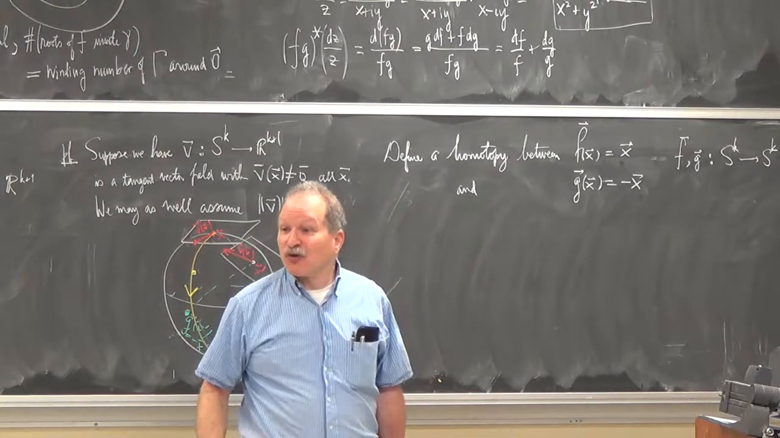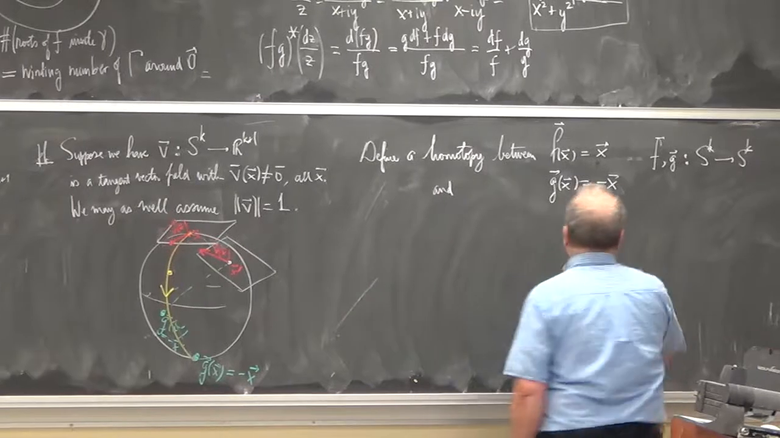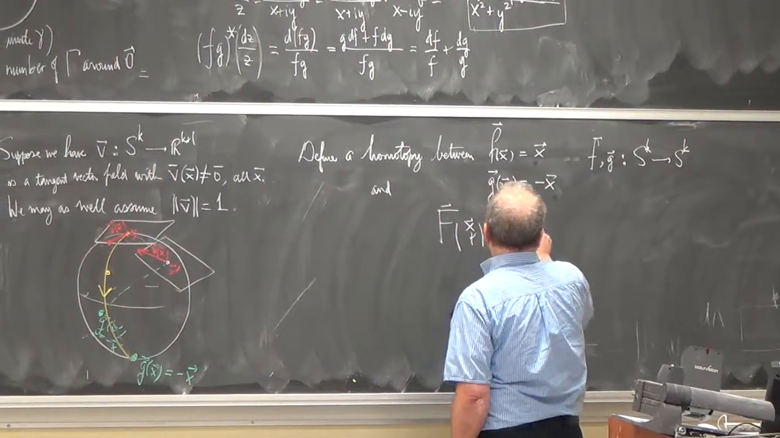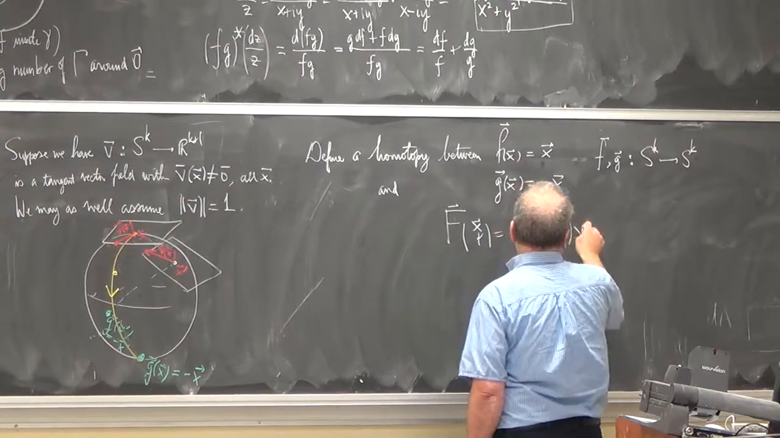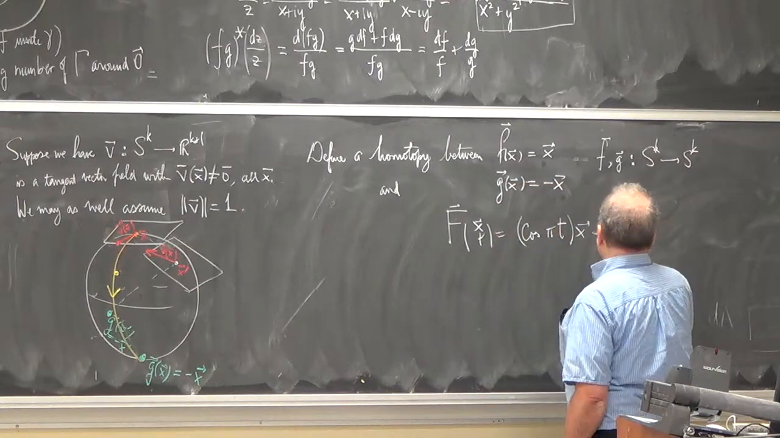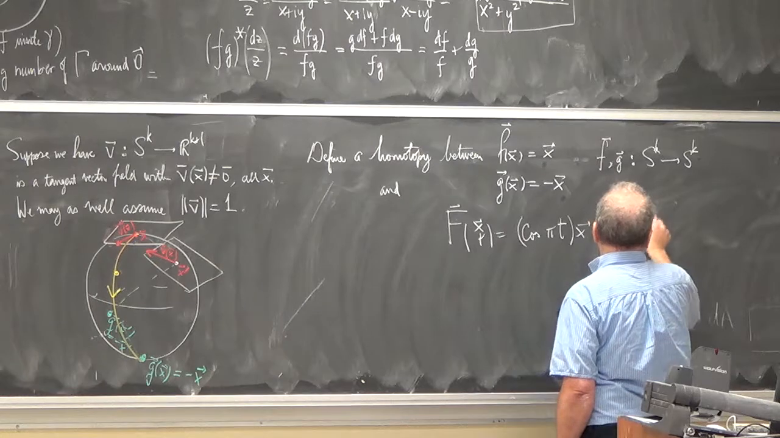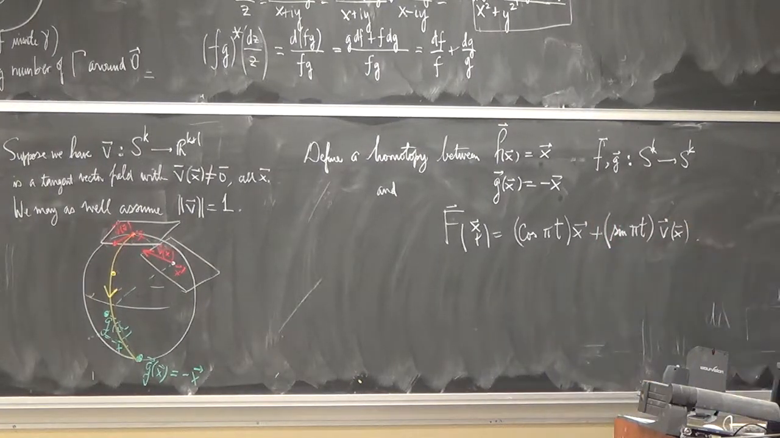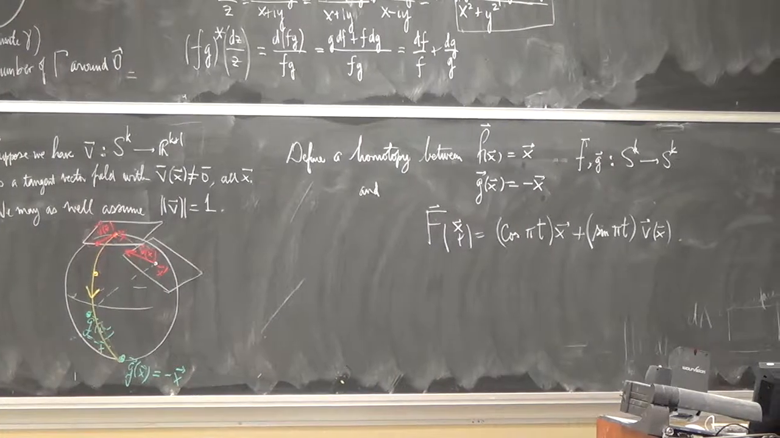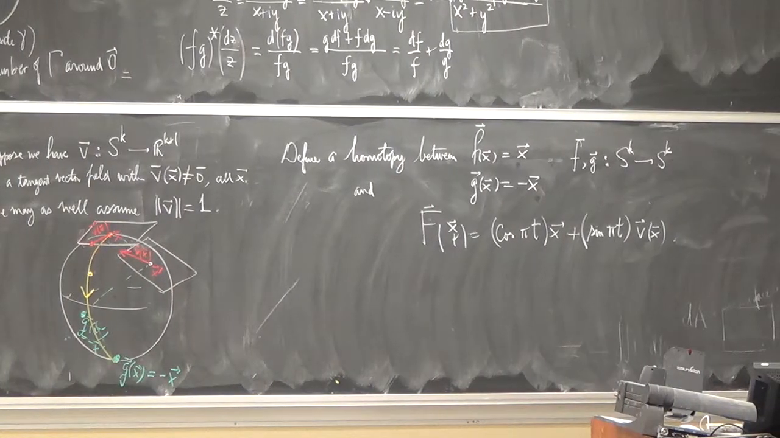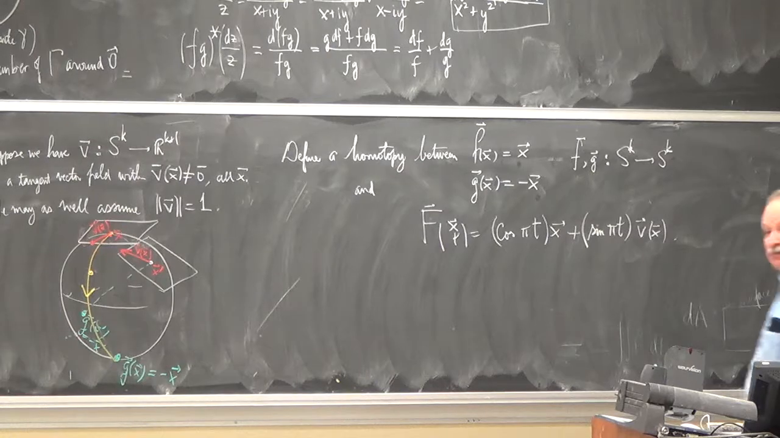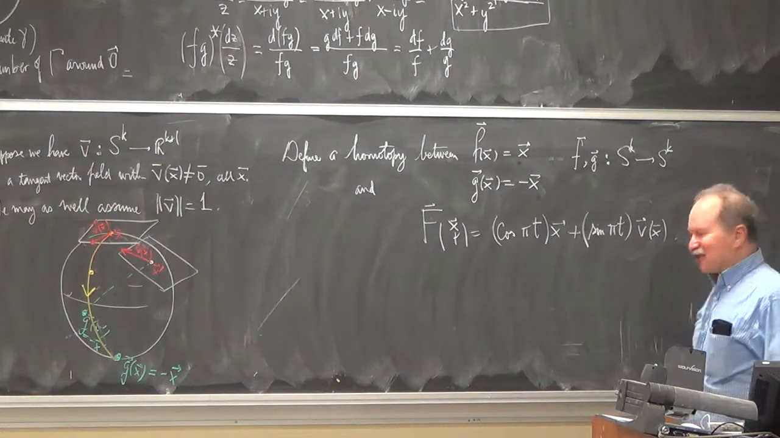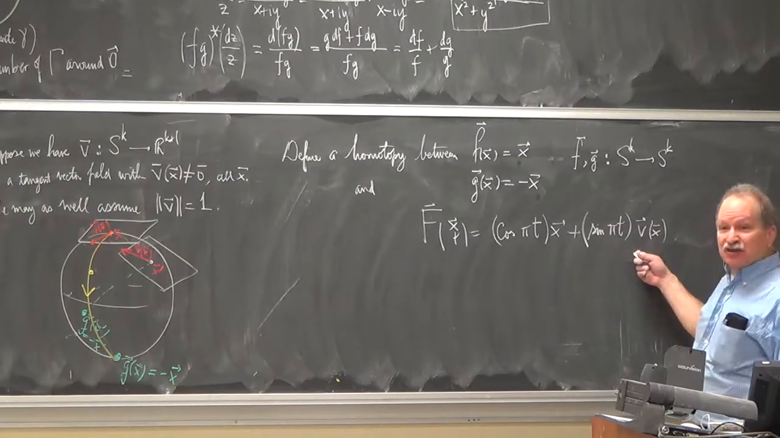I'm going to write down a formula. Here's the formula: f(x, t) = cosine(pi t) x plus sine(pi t) v(x). No one can argue that it's not smooth. Did I say that right? I'm not sure. Does it map the sphere to itself?